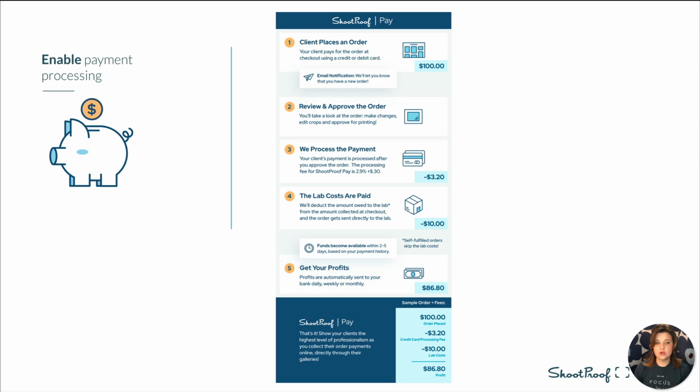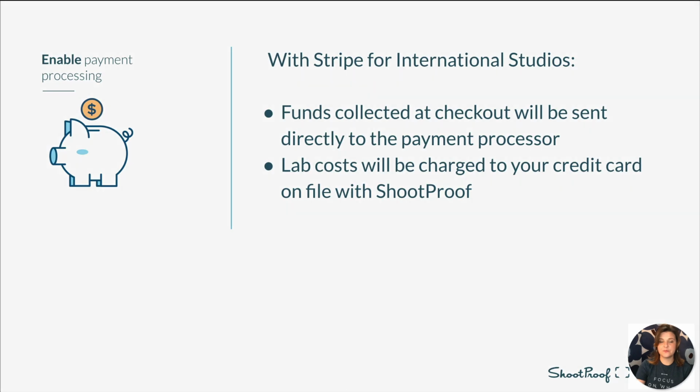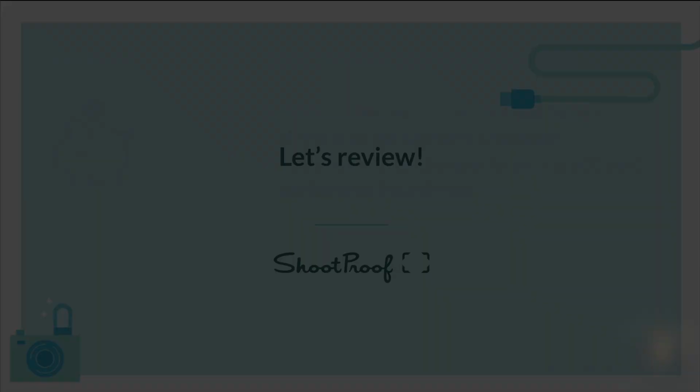Now, self-fulfilled orders skip the lab costs, and they also are charged as soon as your client places their order. So this is the flow for if you're submitting to the lab. And then for Stripe for international studios, it'll be a little bit differently. The funds are going to be collected at checkout right as they process the order, and they're going to be sent to your payment processor, which in this case is Stripe. Then the lab costs will be charged to the card that you have on file with ShootProof.